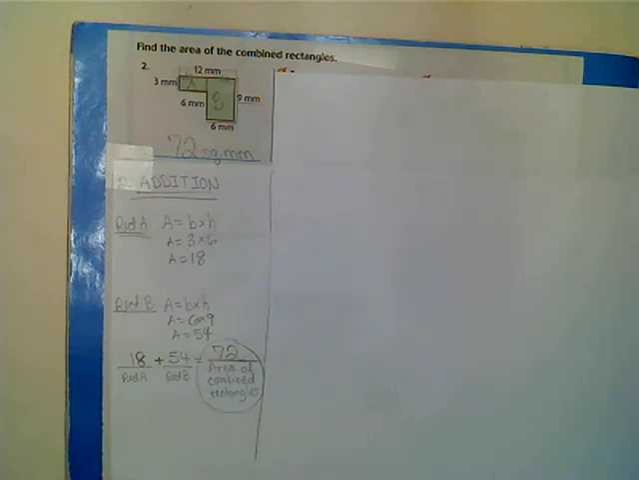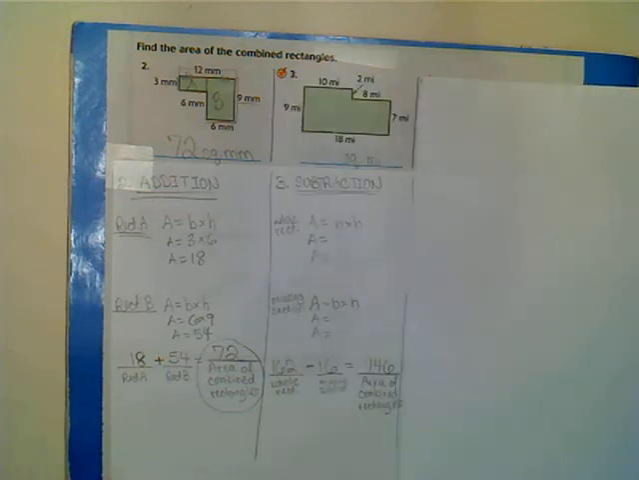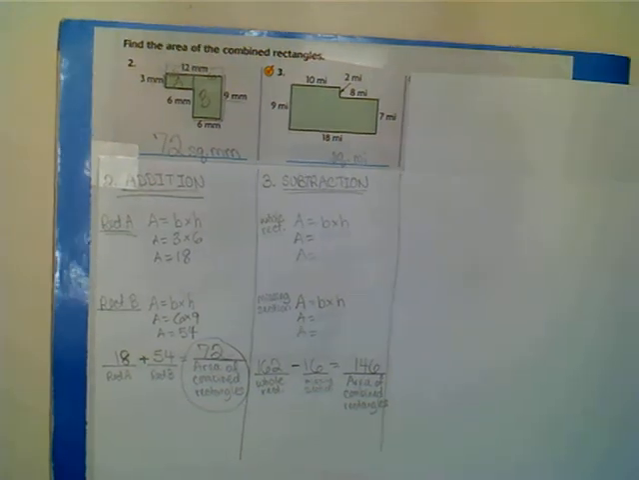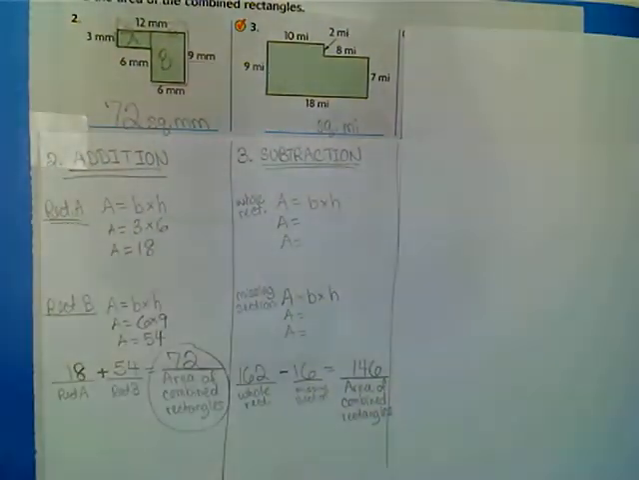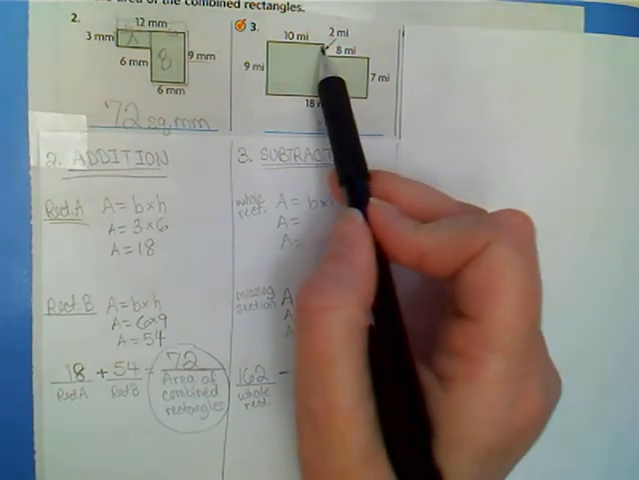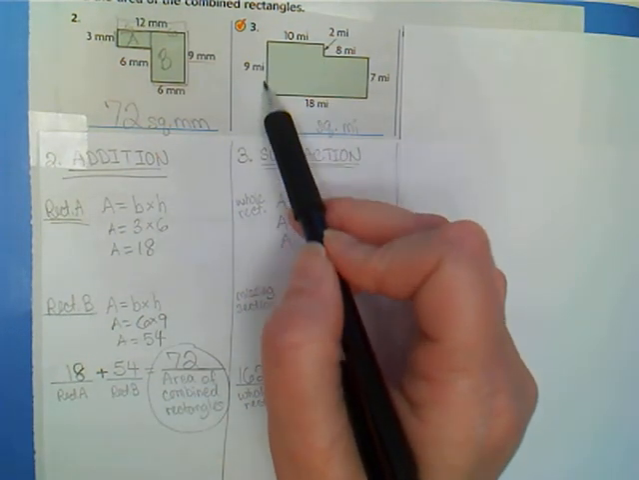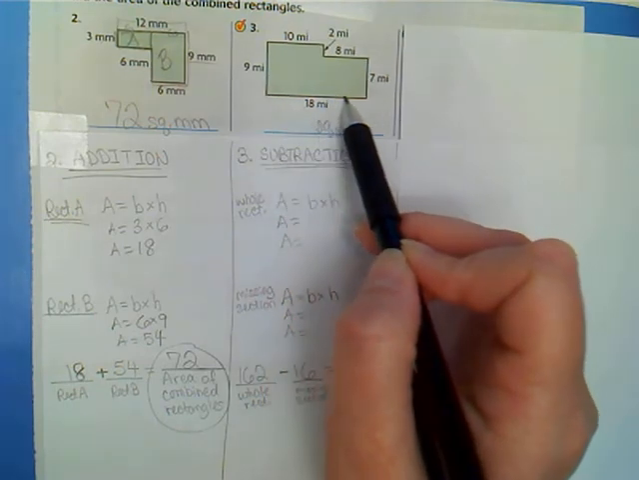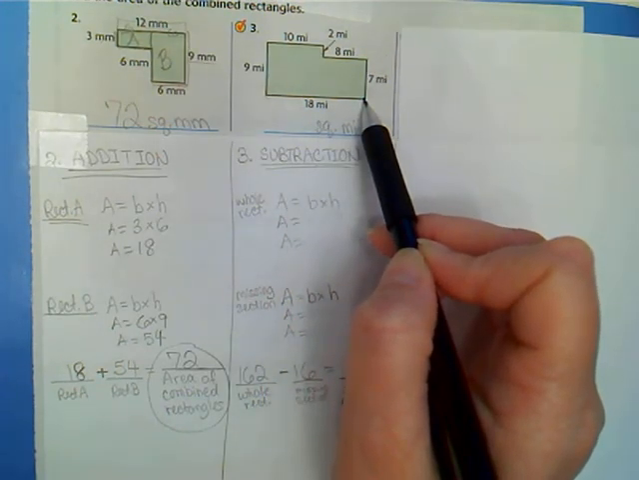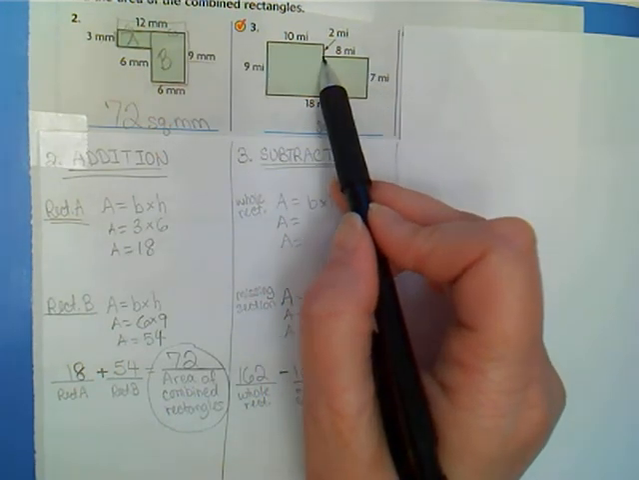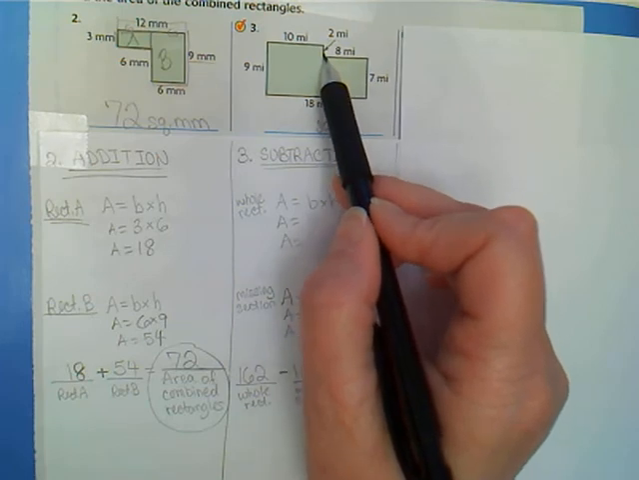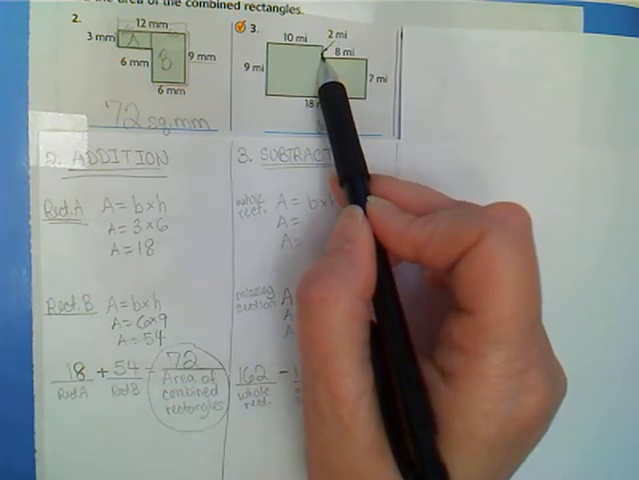The other method we tried was subtraction. So here's another figure. Let me zoom in a little bit for you. There we go, that's a little better. So we see that this side is 10 miles, 9 miles, 18 miles across the longest side, then 7 miles, 8 miles, and then this arrow here is telling me that this little section is 2 miles.